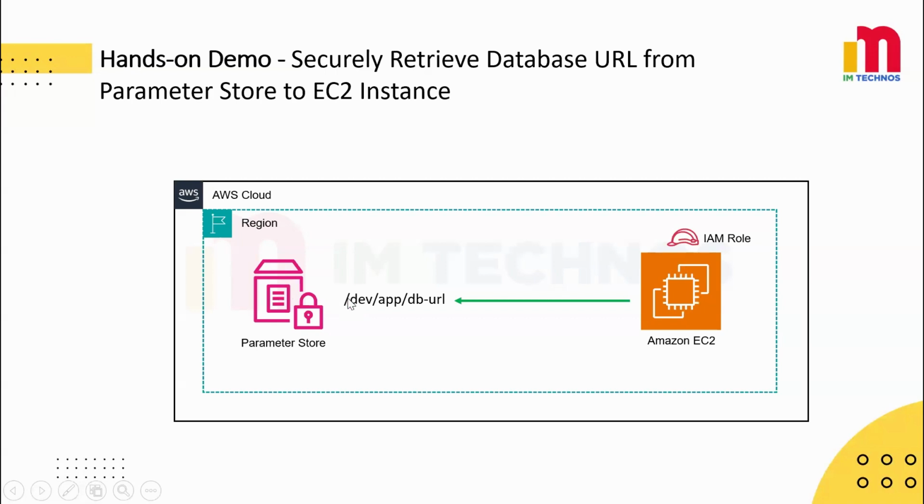We will begin by creating a parameter in the Parameter Store to securely store our database URL. Next, we will launch an EC2 instance and assign the necessary permissions by attaching an IAM role. Finally, we will fetch the parameter value by connecting to the instance and storing it in a file.